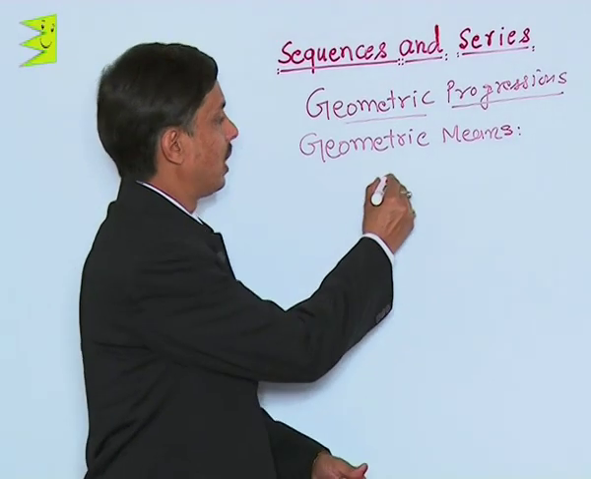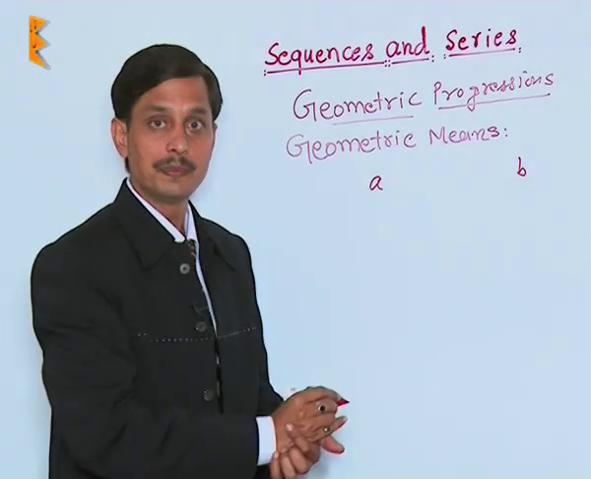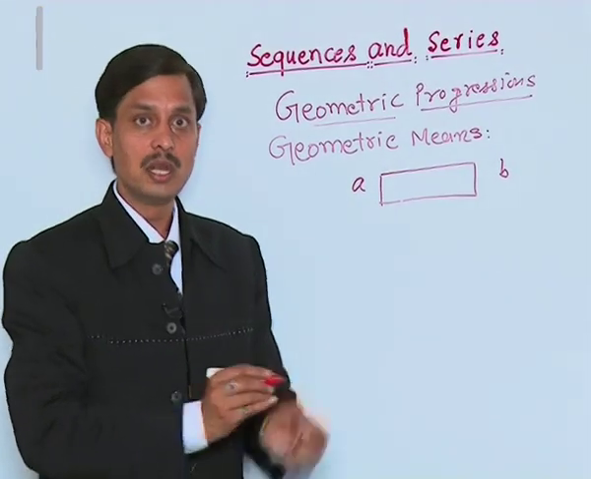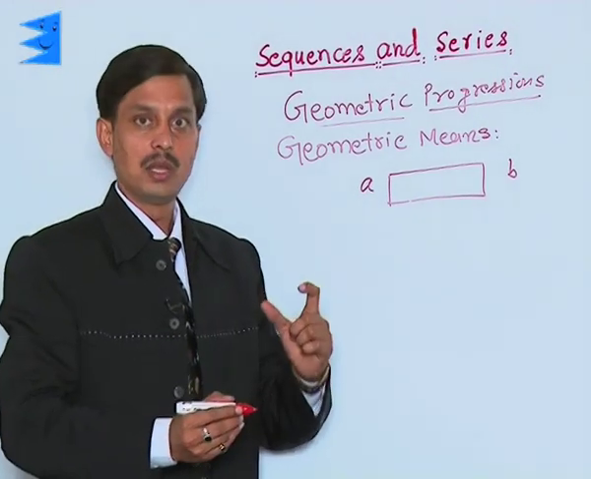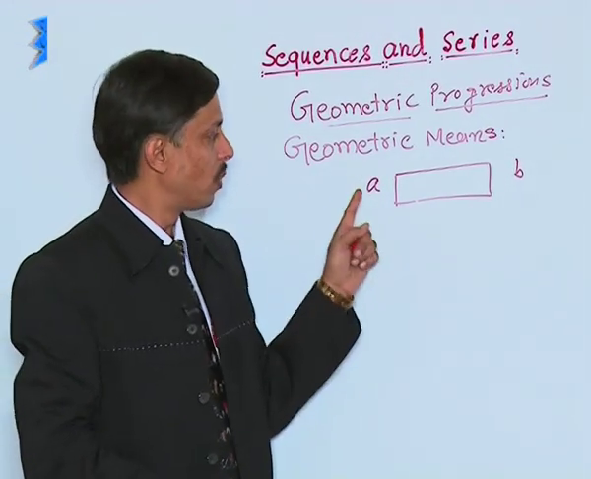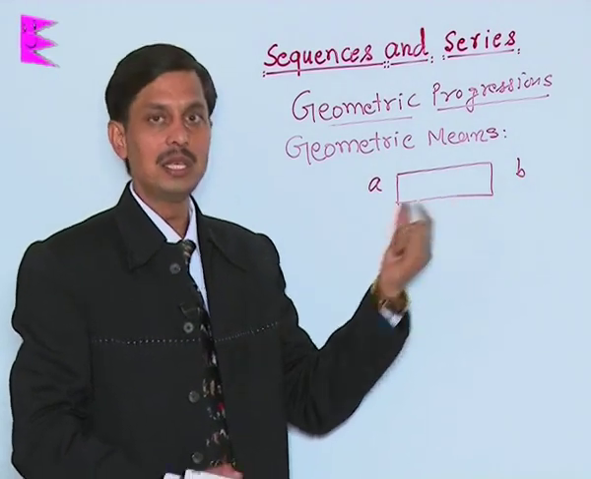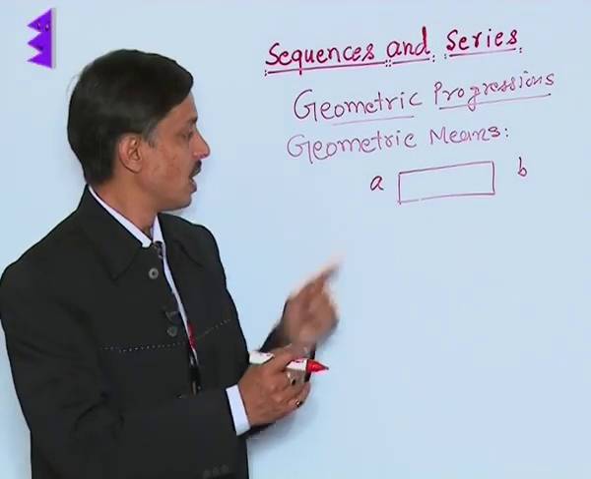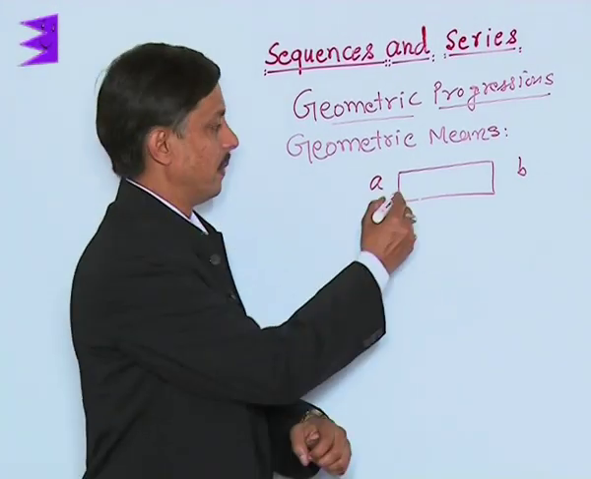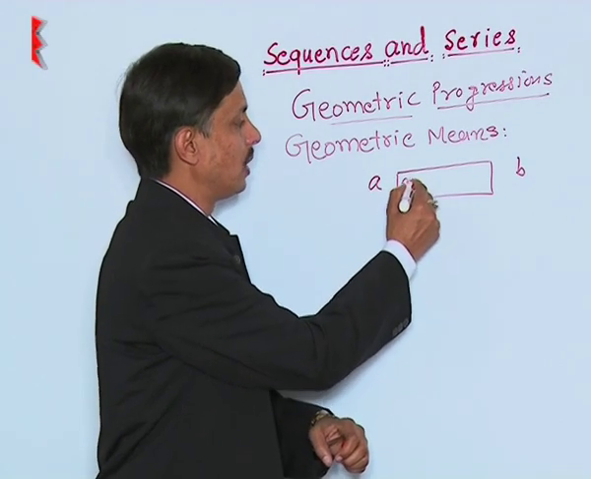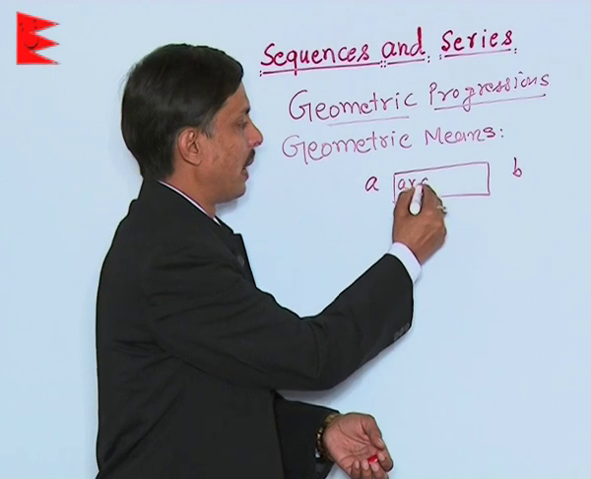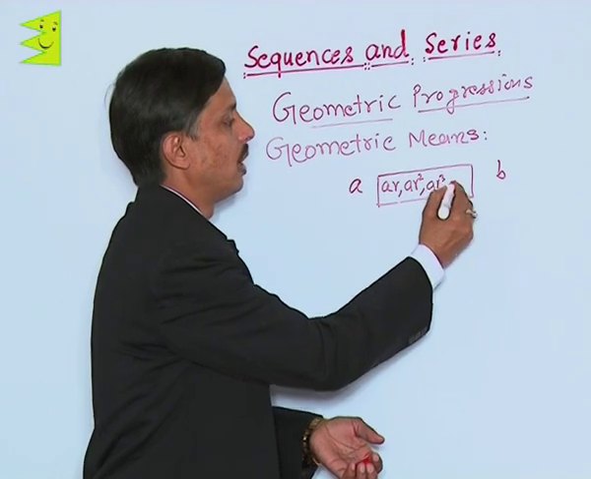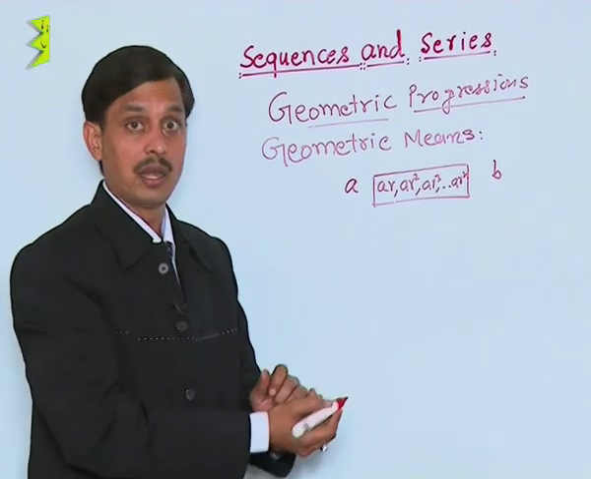Suppose I have a number A and another number B, and in between these two I want to insert n geometric means. The number of geometric means means that from A to B, with these n terms, the entire sequence is a geometric progression. If we multiply A by R, the first geometric mean will be AR. The second geometric mean will be AR square. The next will be AR cube. The nth geometric mean will be AR^n.